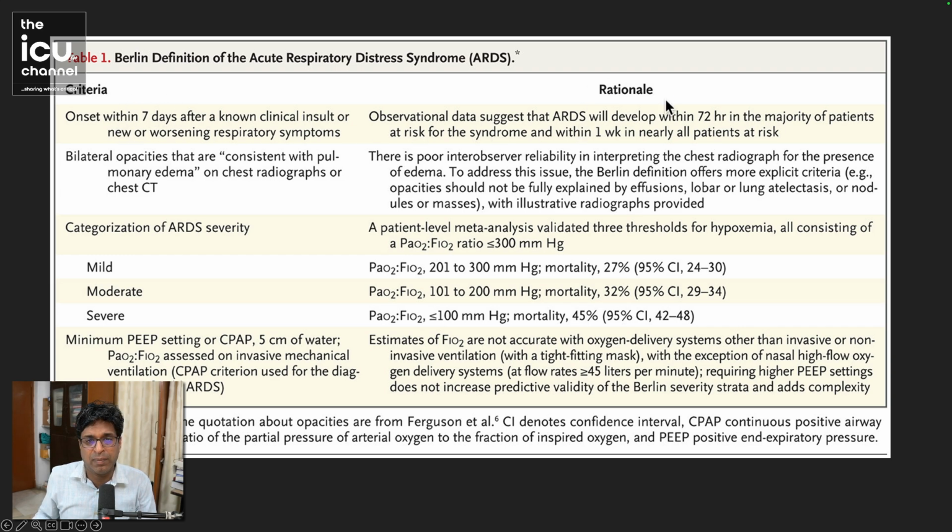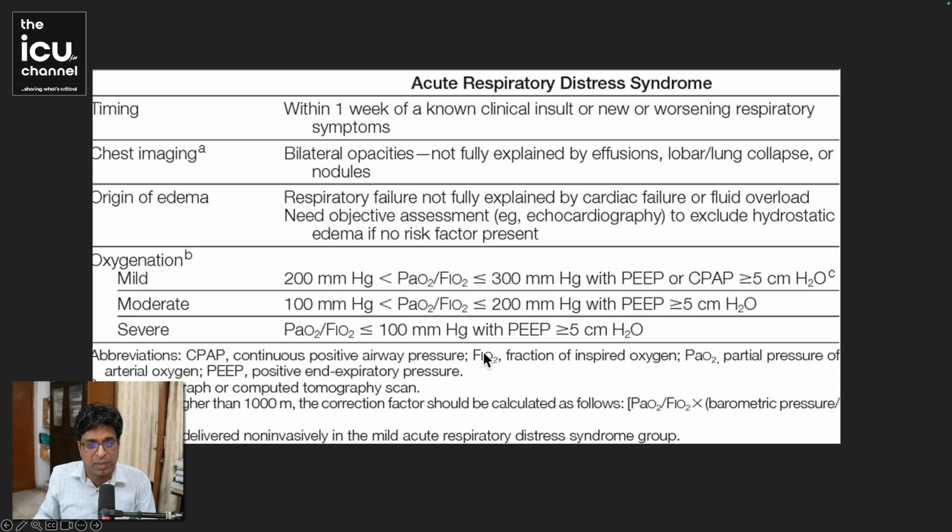Because the rationale was that observational data suggested that ARDS develops within 72 hours in the majority of patients, and almost all patients develop ARDS within 1 week. So 1 week was defined as that point, and the rest of the findings I have explained to you: mild, moderate, severe category, and non-cardiogenic pulmonary edema. Okay, so this was the Berlin definition.